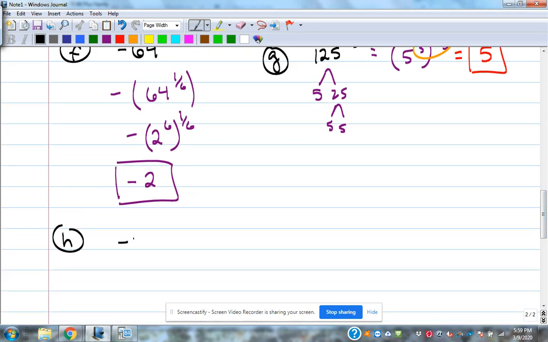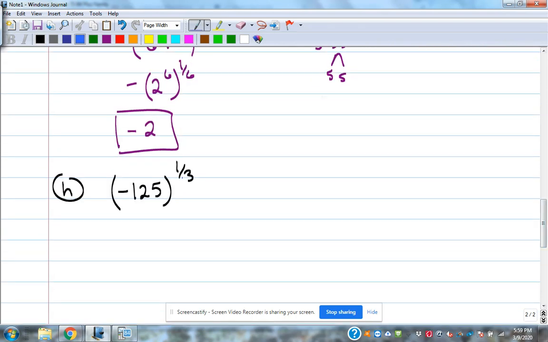Let's put the negative in there in parentheses to the 1/3. This one we don't have to worry about so much because the denominator of our rational exponent is an odd number. If it's an odd number, then the negative doesn't affect anything. It works out okay. We only have to worry about the negative when it has an even denominator. Since that's odd, we don't have to worry about it. We just work it the same way.